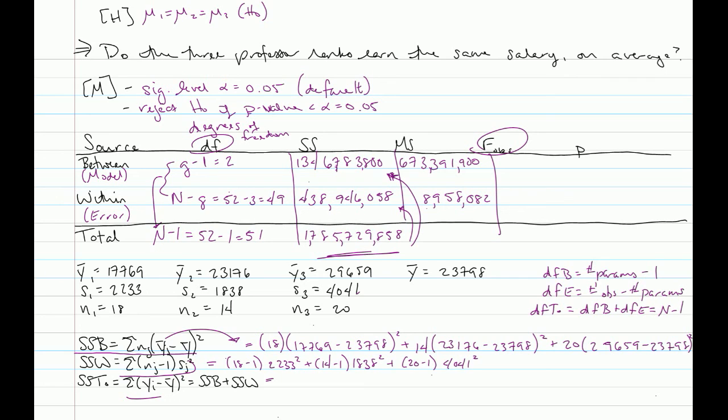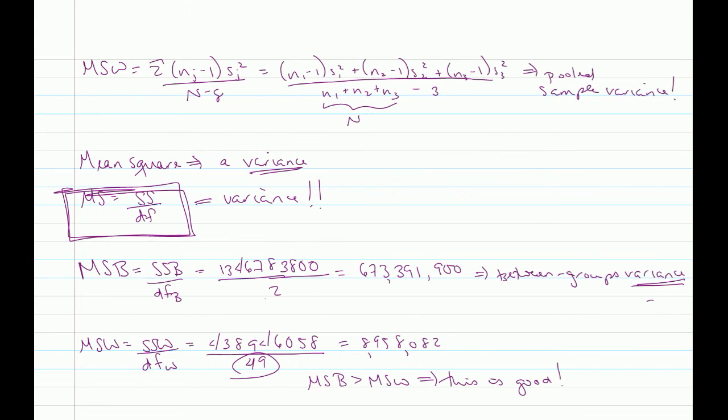We need to know how big is our mean square between relative to our mean square within, and that is our F-obs. So F-obs is MSB divided by MSW. Always, always, always. So just like our mean squared is always sums of squares divided by degrees of freedom, F-obs will always be a mean squared model divided by mean squared error.